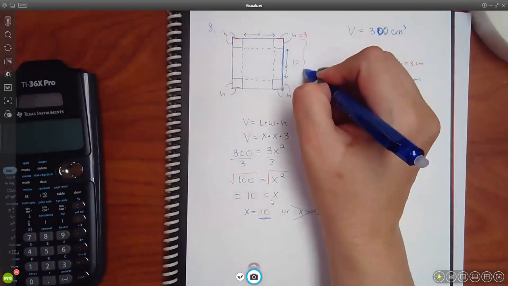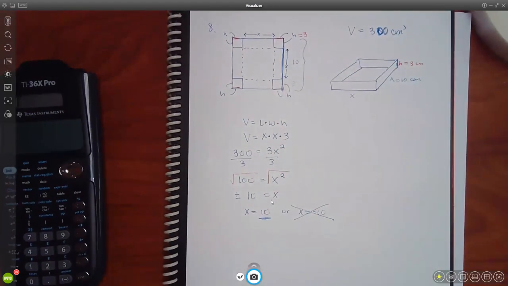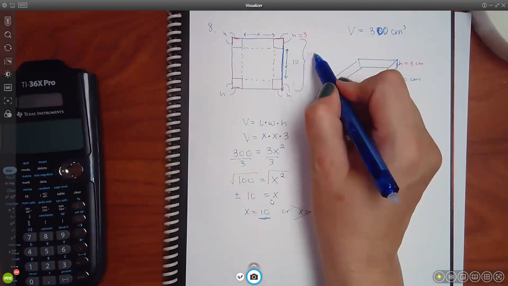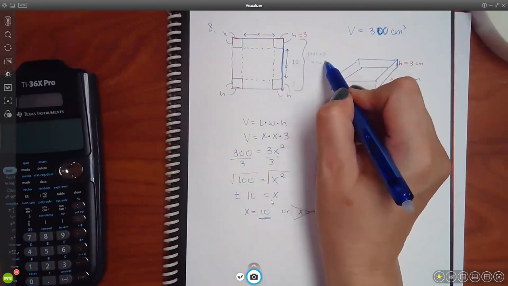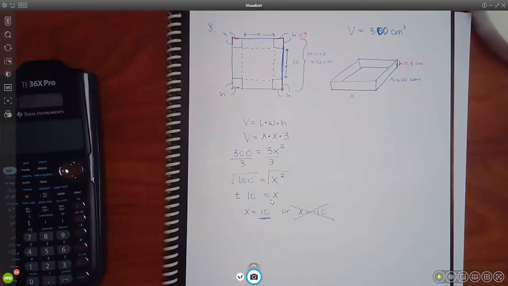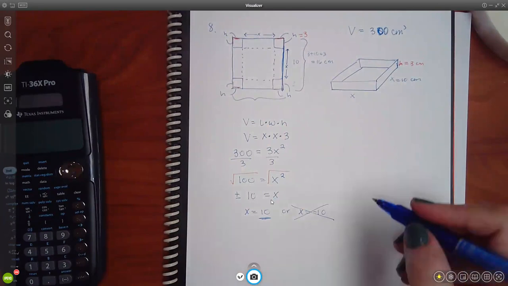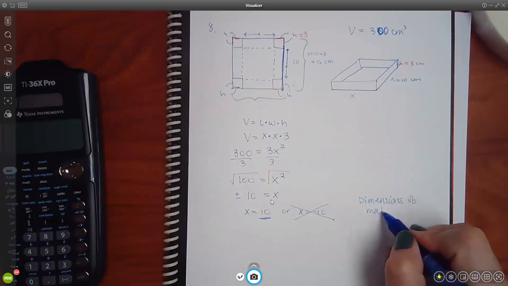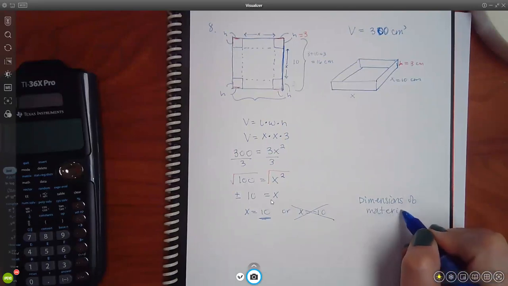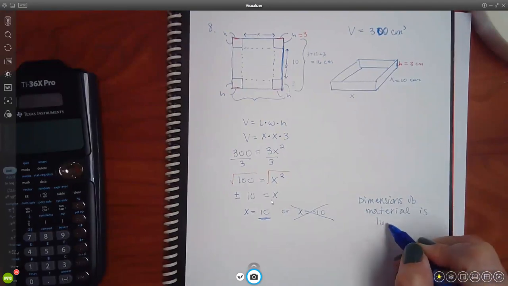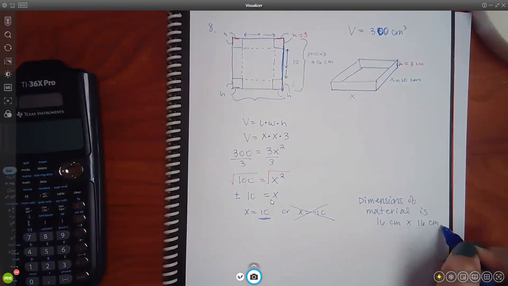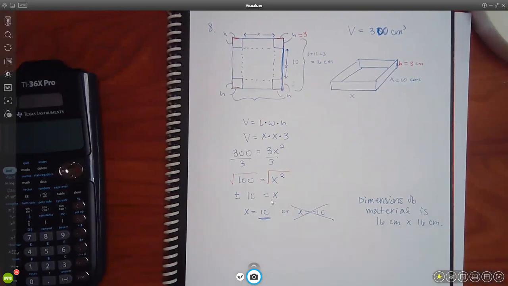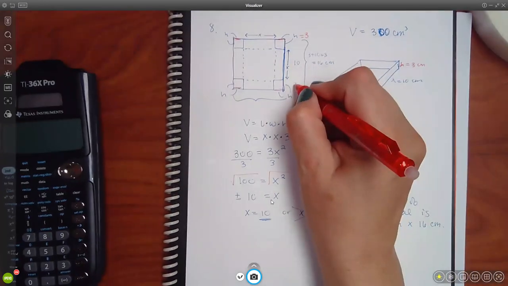What is going to be this measurement? 16, because you're gonna have 3 plus the 10 plus the other 3, which is 16 centimeters. Got it. And since it's a square piece of material, what's the other side gonna be? This one over here. Also 16, right? So then now I know the dimensions of the material. The material is 16 centimeters by 16 centimeters. Okay, good. Should put this 3 in red, right?